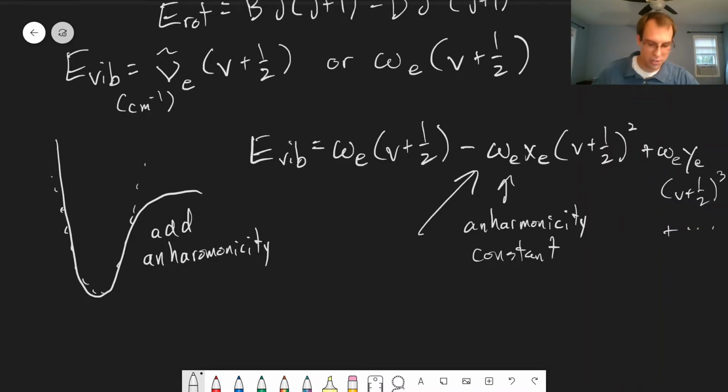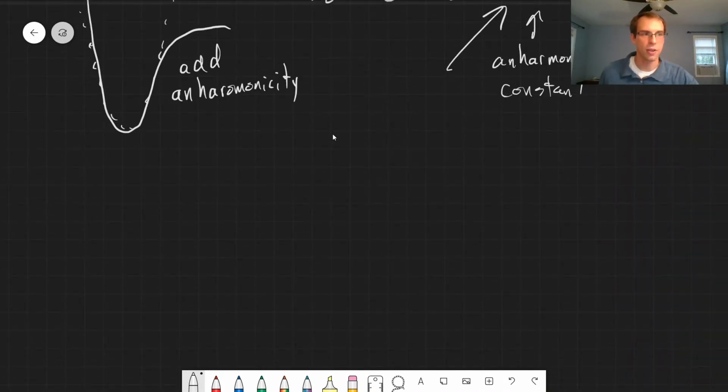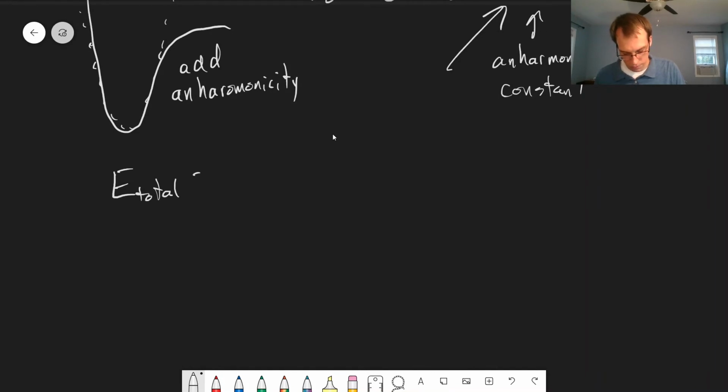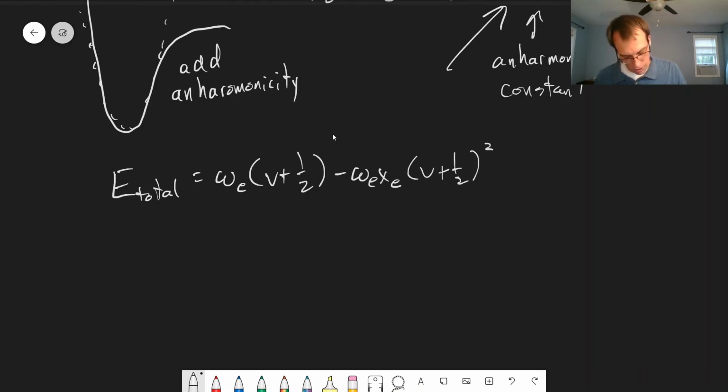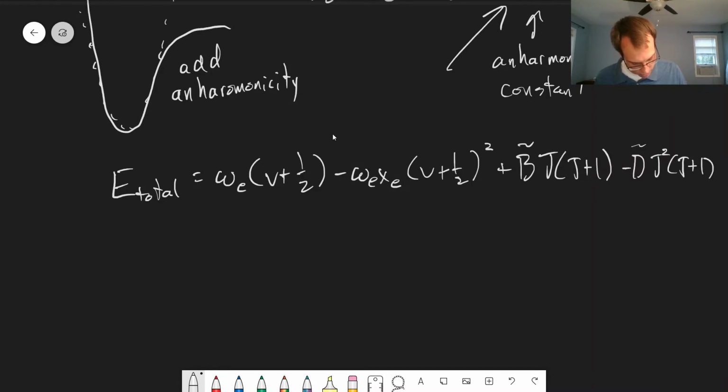So if we only take the first correction terms for the rotations and the vibrations, our total energies for our quantum numbers, for our rotations and vibrations, we'll have the vibrational part, ω_e times (v + 1/2) minus the anharmonicity, ω_e x_e times (v + 1/2) squared. And then we add the rotational terms: our rotational constant times J(J + 1) minus our distortion constant times J squared times (J + 1) squared. And of course, both of these terms could have additional terms depending on how accurate we need to be.